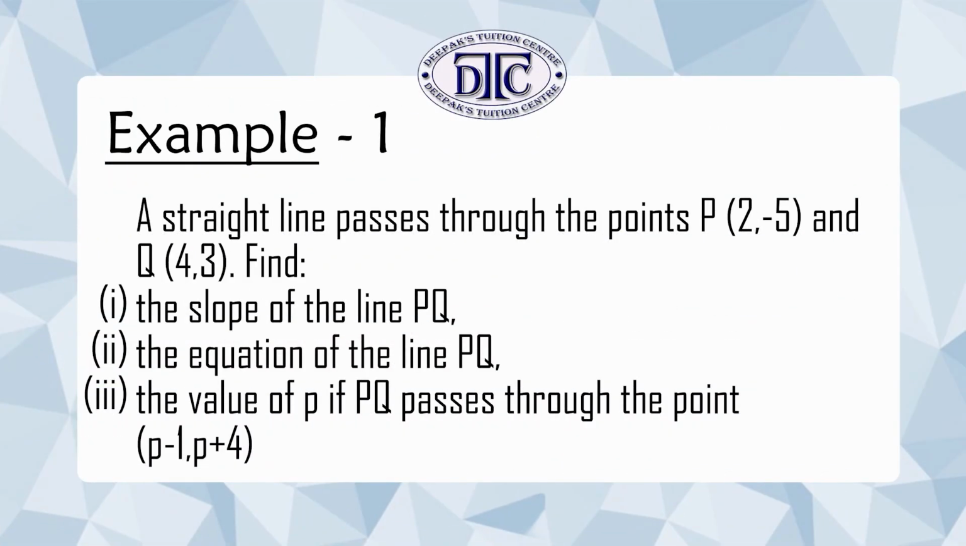A straight line passes through the points P(2, -5) and Q(4, 3). Find subpart 1, the slope of the line PQ; subpart 2, the equation of the line PQ; subpart 3, the value of p if PQ passes through the point (p - 1, p + 4).